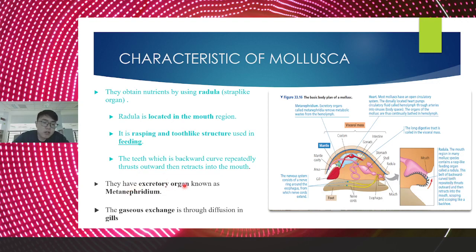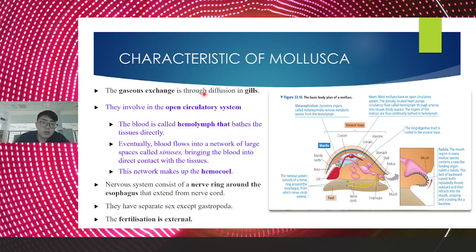They have an excretory organ known as metanephridium. Like our excretory organ for humans is the kidney, right? But for this phylum, they call it metanephridium. And then gaseous exchange is through gills. This is the gills. They have an open circulatory system, the same as Arthropoda. This one I don't think I'm going to explain.